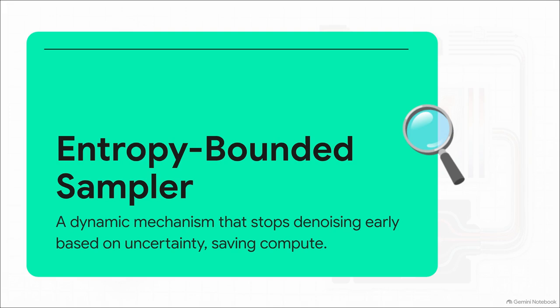Now, what's really interesting about this setup is a vital component called the DiffusionGemma sampler. Specifically, it's an entropy-bounded sampler. This is a dynamic sampling mechanism that stops the denoising process early, based entirely on the model's stepwise uncertainty. It uses a technique called temperature annealing, where the temperature drops from 0.8 to 0.4 during the process. This essentially forces the model to explore diverse options early on and then aggressively commit to high-confidence sequences as it refines. This adaptive stopping is exactly what makes the model so incredibly efficient. It saves vast amounts of computational effort.